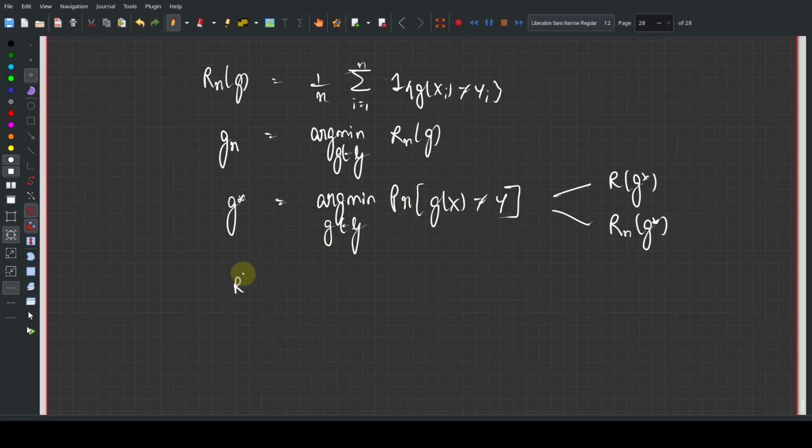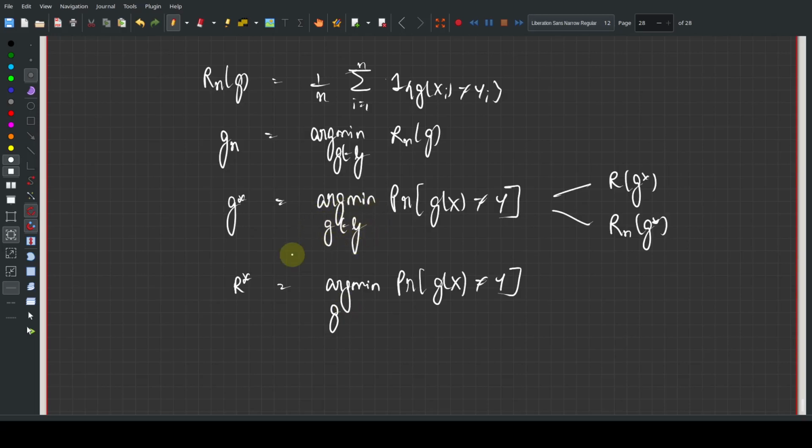And there's also an R star, which is the optimum Bayesian risk, right? Which is essentially the minimum over all possible G of the probability that G of X is not equal to Y. Right? Now, the difficulty that we have is that we don't know this joint distribution. We don't know the right class of functions from which to choose in order to ensure that we get the minimum risk. So we restrict ourselves to a class.